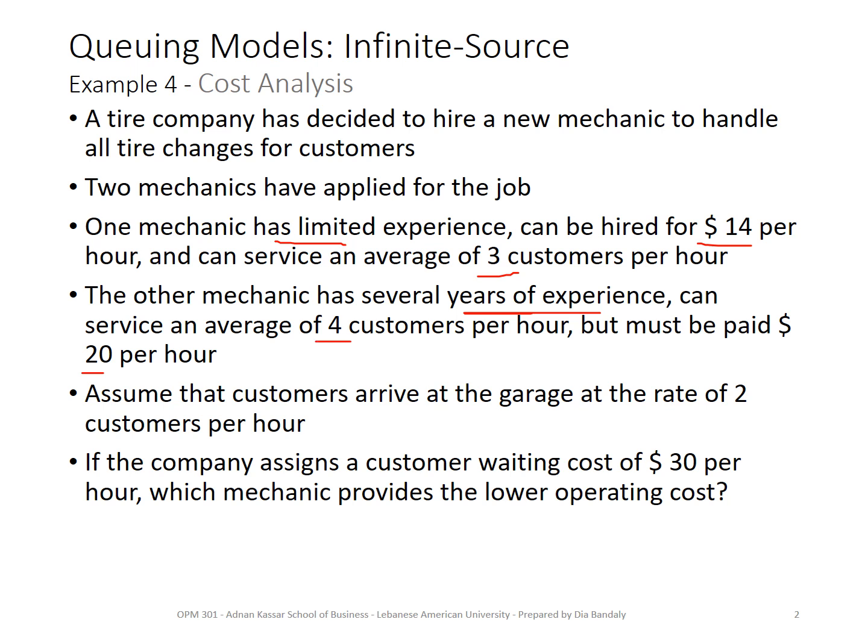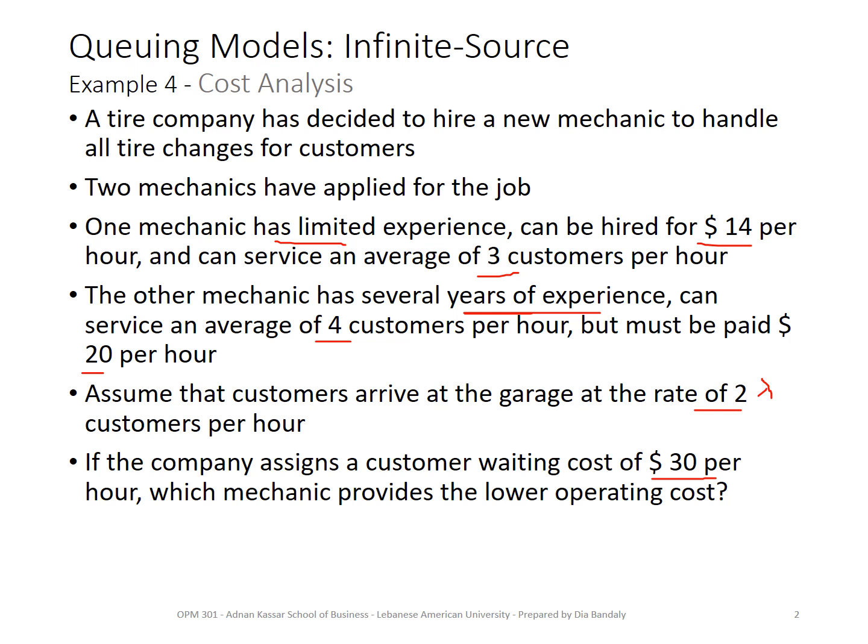Right? It makes sense. And we are given an assumption that customers are arriving at the rate of 2 customers per hour. So, you can guess, this is our lambda. And the company assigns a customer waiting cost of $30 per hour. This is obtained by a really complex quantifying method that we're not going to discuss here. But you have to keep in mind that this is not an easy parameter to have.